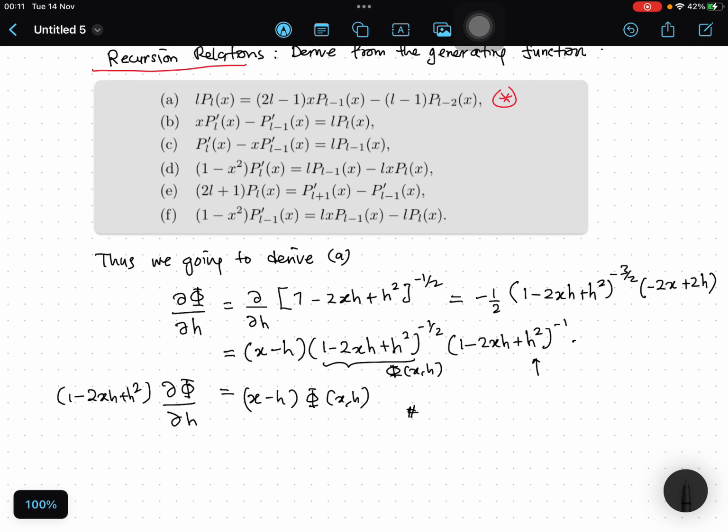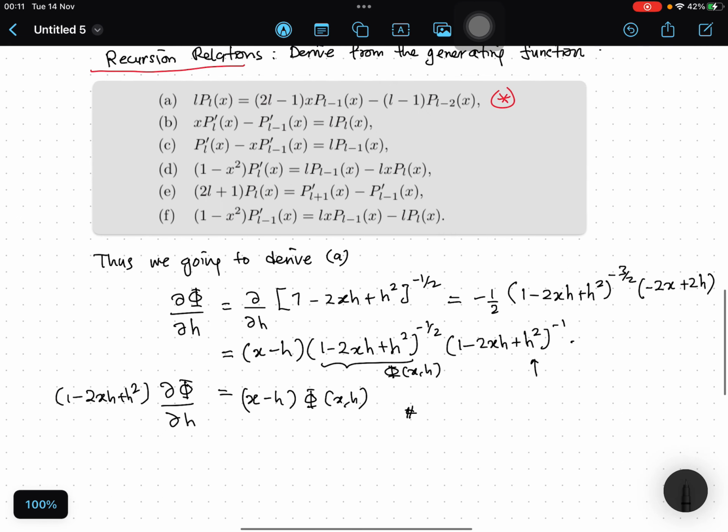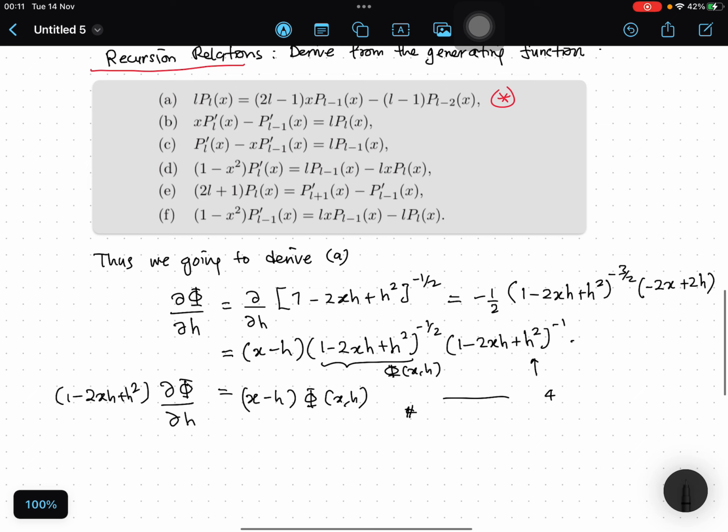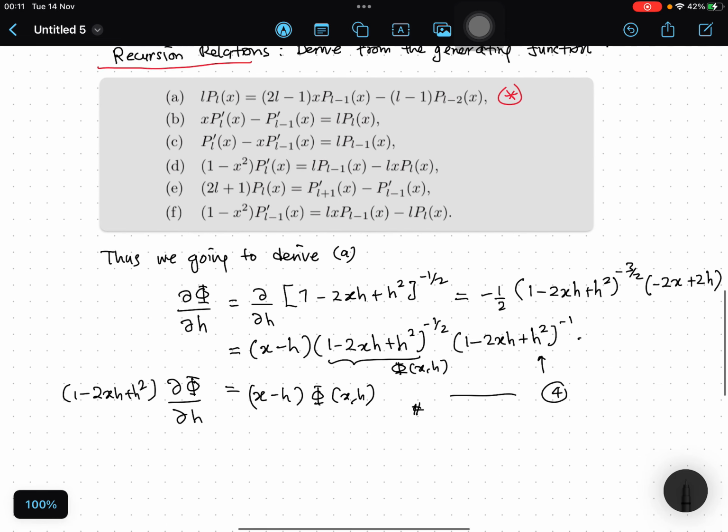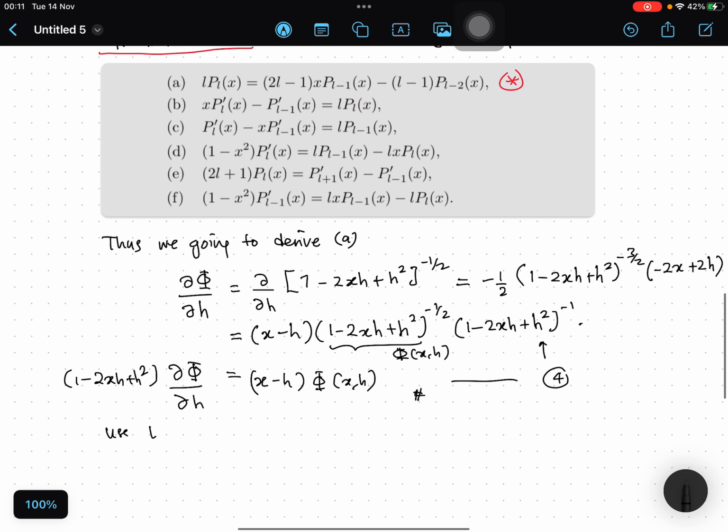So next we have these relations. Let's put this number 4. Okay, so remember we are going to use equation 3 in terms of the series and substitute in 4.